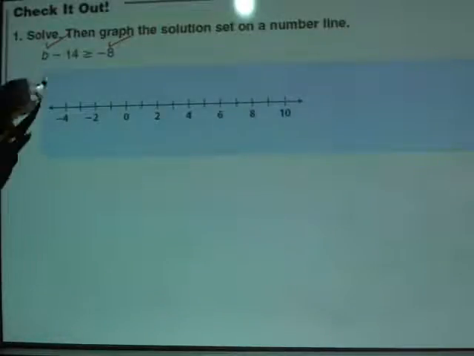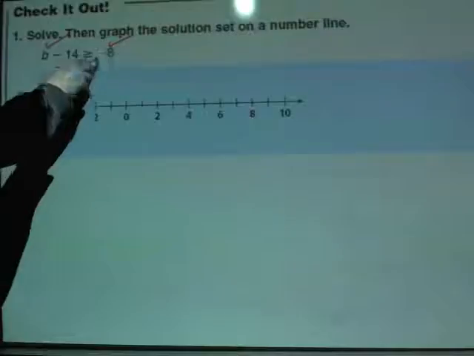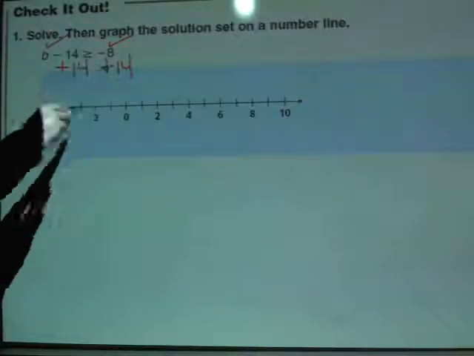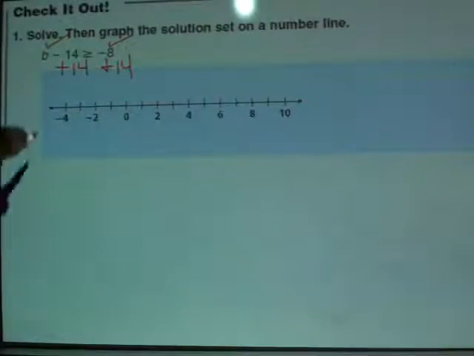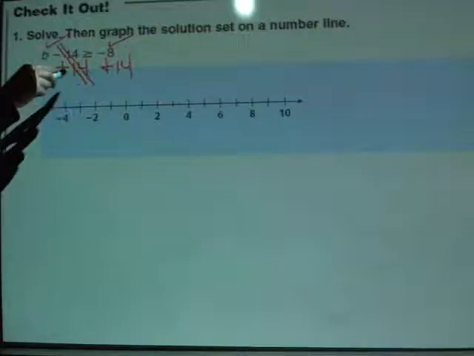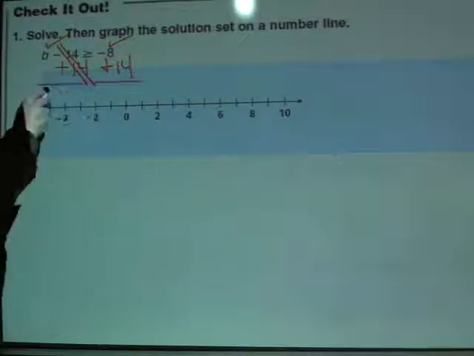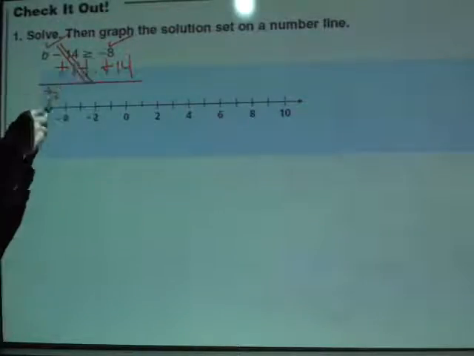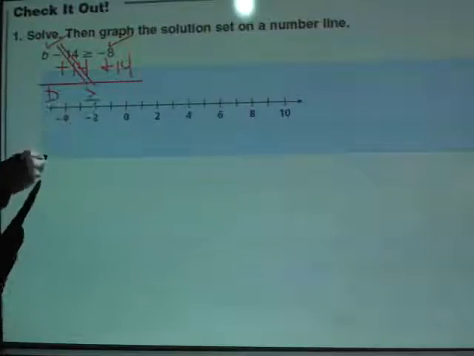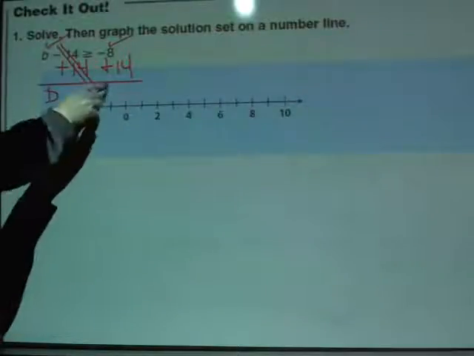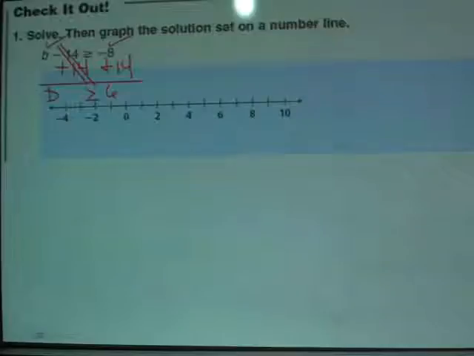So we're going to have to look at moving 14 out of the way, and I'm going to move 14 by adding 14 to both sides. So the minus 14 plus 14, those cancel each other out. That's just going to leave b behind. And negative 8 plus 14 is going to equal 6. So b has to be greater than or equal to 6.